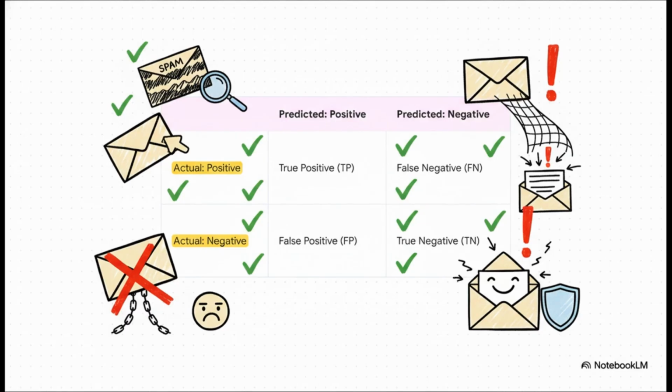A true positive is when the model correctly says, yep, that's spam. A true negative is when it correctly says, nope, not spam. These are our wins. The errors, though, that's where the interesting stuff happens. A false positive is when an important email gets wrongly sent to your spam folder. And a false negative is when a real spam email sneaks past the filter and lands in your inbox. And trust me, the whole game is about figuring out how to minimize these two types of errors.